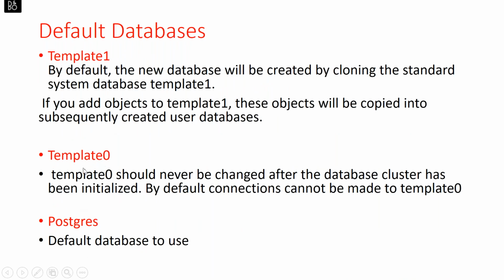I think I already showed you. Template0 has an object ID of one, and template1 has some object ID. By default, new databases will be created by cloning this standard database, which is template1. If you add any object to template1, these objects will automatically be copied to subsequently created user databases. So whenever you create a new database, they will automatically be created. Template0 should never be changed after the database cluster has been initialized. By default, connection cannot be made to template0.